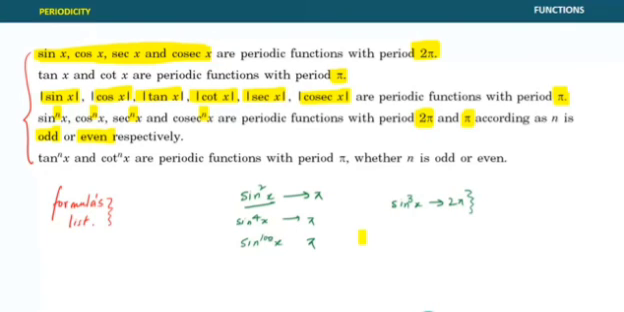Just remember this stuff. Okay. Similarly, for cos²x, the answer would be pi. For cos³x, the answer would be 2 pi. This is what I meant by this particular property.